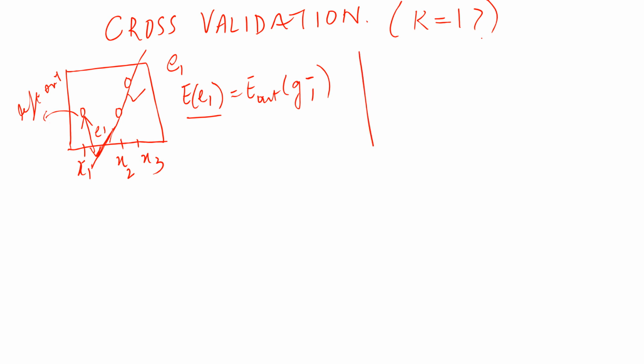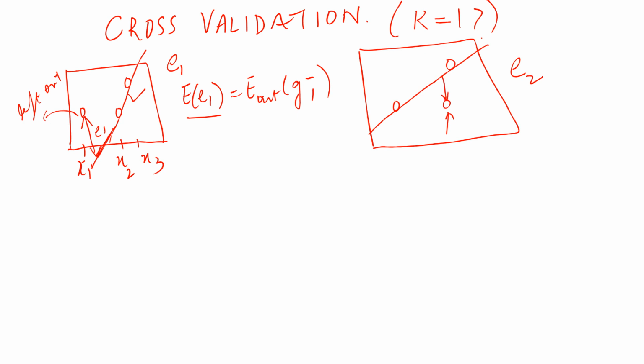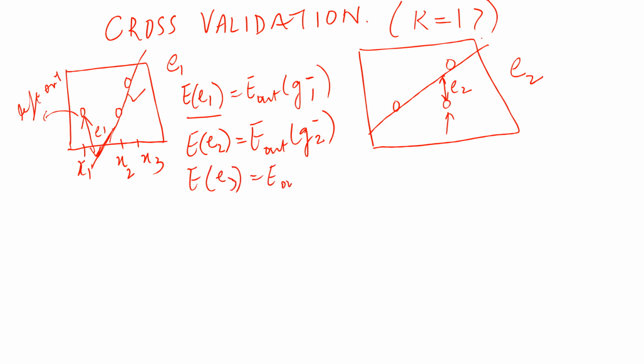The other thing that we can do is again leave one point out on the same data set. Let's say this is the one that's left out, which is my x2. I'll have E2 calculated here because my fitted line is something like this, right? Again, I'll have some error calculated here, and the expectation of E2 will be the estimator for my E out of G2. Similar to that, I can do the same thing with the third point, calculate the validation error, and get the expected value of E3 to be E out of G3 minus.